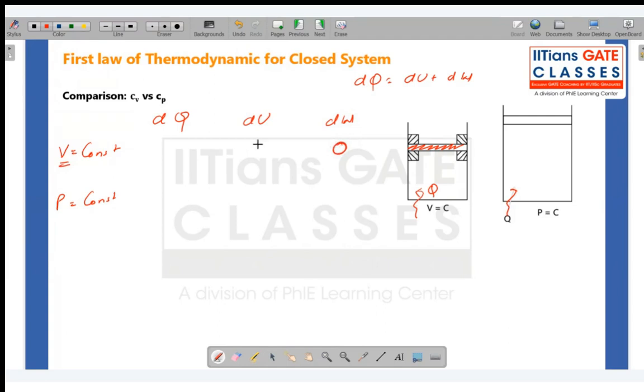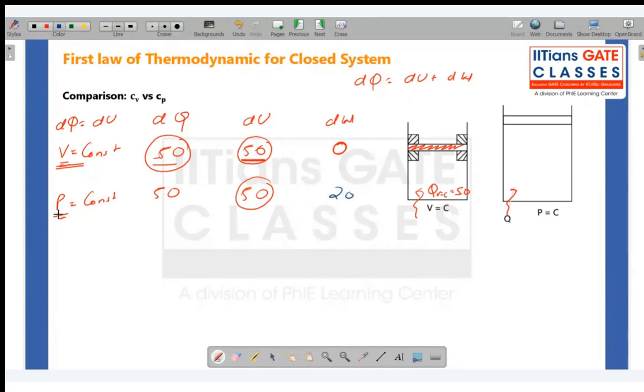Also, I want the same internal energy change, for example 50 and 50. Now you see, for this 50 internal energy change, I only need to give 50 units of heat, because for constant volume dQ is equal to dU, everything is converted into dU. Work will be zero. But in constant pressure, work is non-zero. So let us say your work is 20, some non-zero value.